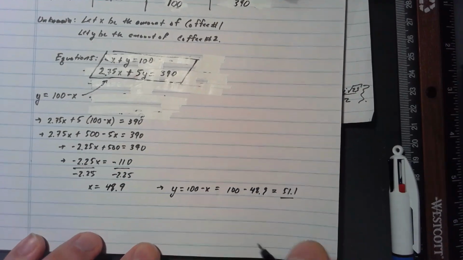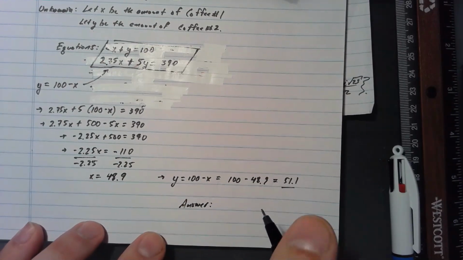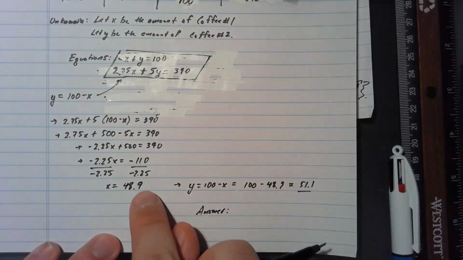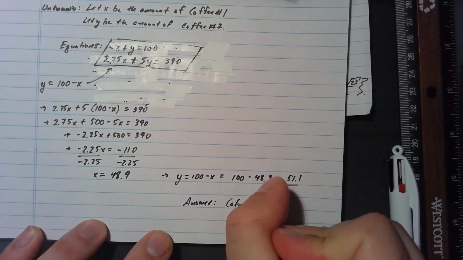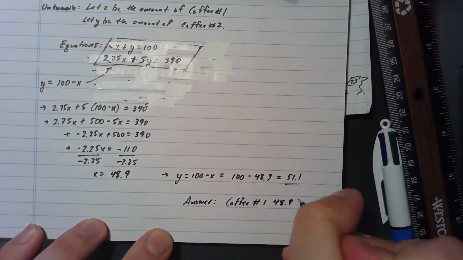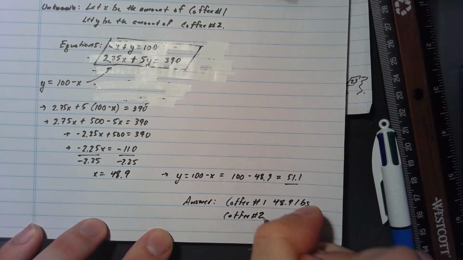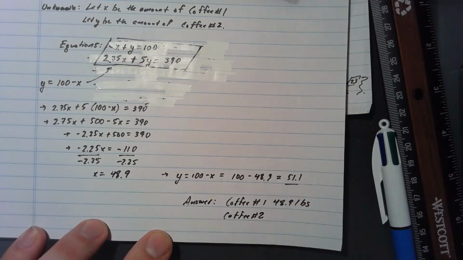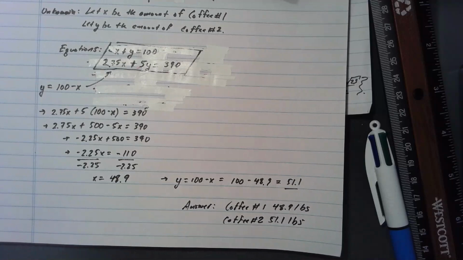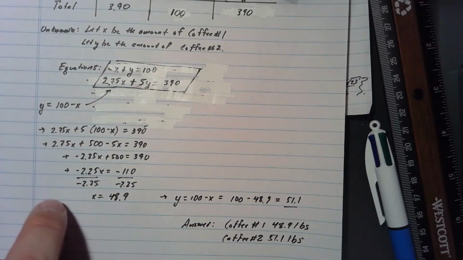So to answer the question, how much do I need of coffee number 1? I need X amount, which was 48.9 pounds. And coffee number 2, I needed Y amount, which is 51.1 pounds. Assuming I did my computation correct, which looks like I did.